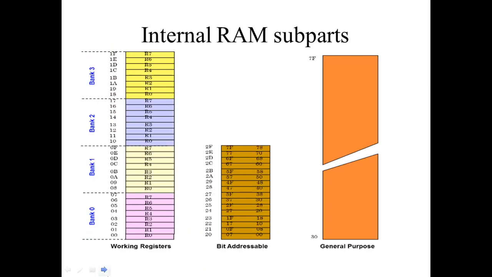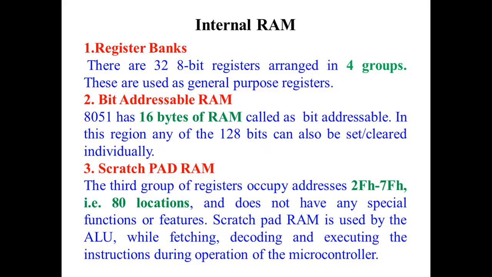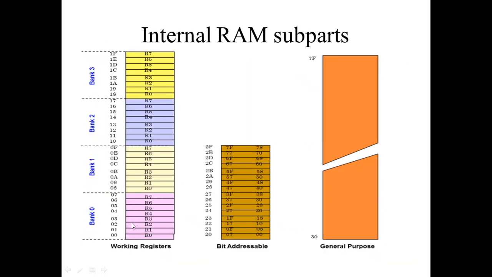Now first we will discuss the first part, that is a register bank. Internal RAM has four register banks, that is bank 0, bank 1, bank 2 and bank 3. Now each bank has 8 registers, that is R0 to R7. In this fashion, each bank has 8 registers, there are 4 banks, and 4 into 8 is nothing but 32 registers. That's why we are saying there are 32 8-bit registers arranged in four groups, and they are used as general purpose registers.